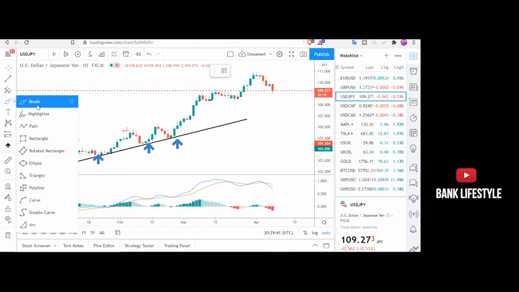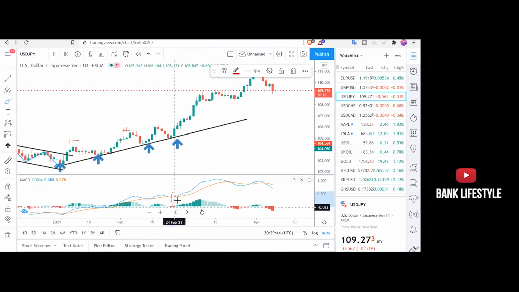Let me use this brush. Okay, right here you see a cross here. You see another cross here, and there are two crosses here as well. So the crosses are telling you that there could be a new trend formation.